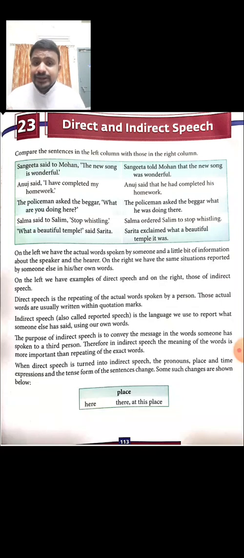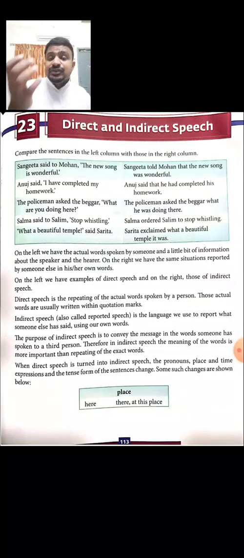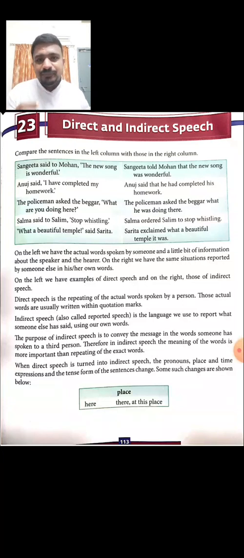Now, what do you mean by indirect speech? This indirect speech also can be called reported speech. Now, you might have understood a little more clearly by hearing the word reported speech. This reported speech or indirect speech is the language we use to report what someone else had said using our own words. In the direct speech, we were using the actual words, but here, our own words.